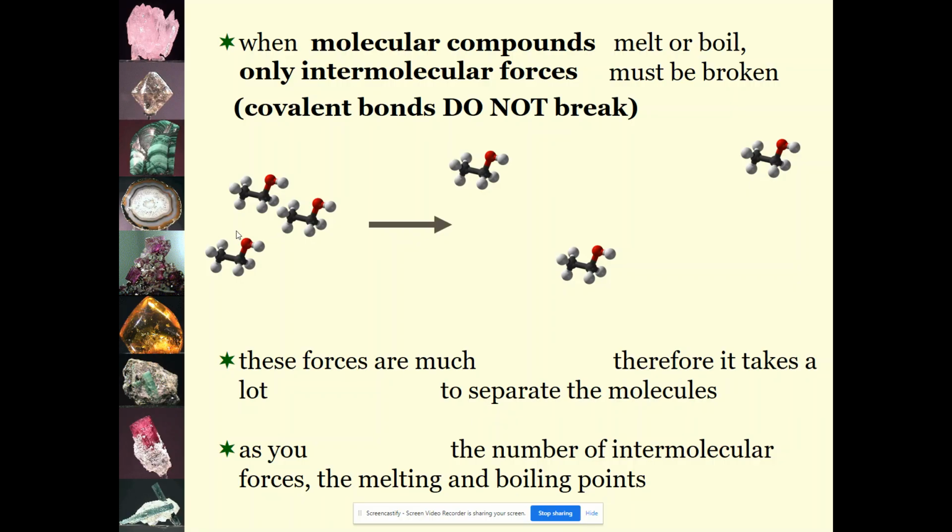It's just the intermolecular forces, the London dispersion, dipole-dipole, and hydrogen bonds that break. And as we know, these are the weakest forces. So this is why molecular compounds have the lowest boiling points. But you can order a group of molecular compounds based on the number of forces it has. The more forces it has, the higher the boiling point.